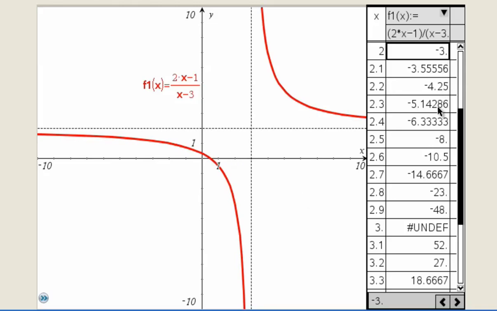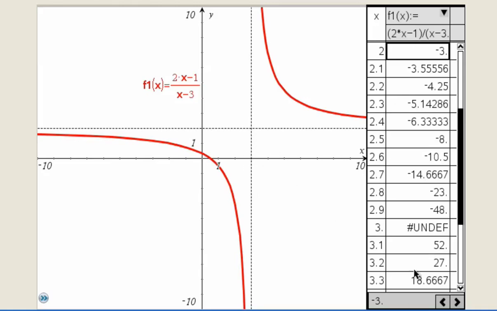Notice as I go up by tenths, what's happening here. This number right here is getting super, super small. Look at that: at 2.9, it's minus 48. And as soon as I get to 3, it's undefined. Then after 3, it's 52, 27, 18. It starts really high, and it comes back down this way. So we can't actually get 3 into the function, but we can get quite close to 3. On the left side, it goes way down to negative infinity, and on the right side, it goes up to positive infinity. But we can't put 3 in there.